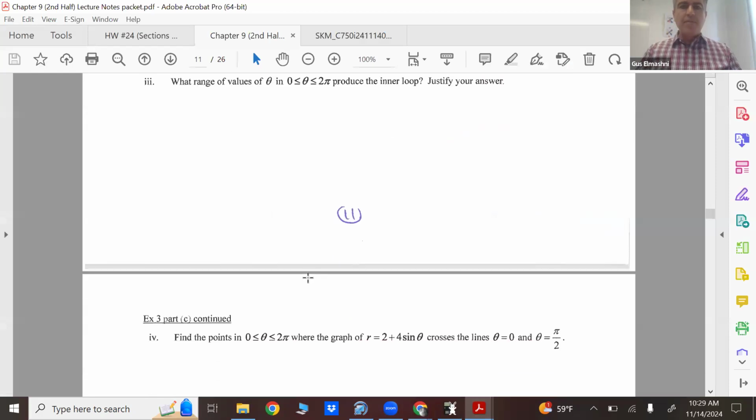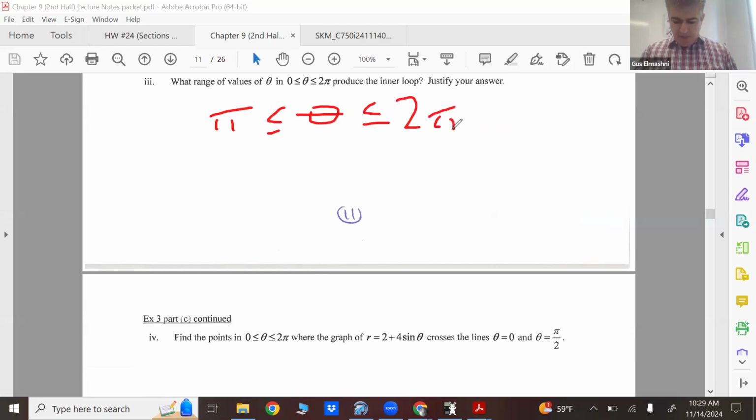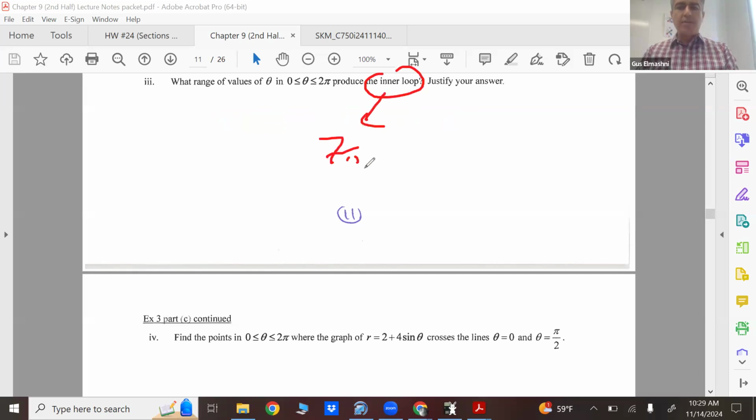Now, what range of values produces that? Well, I know now that's going to be from pi to 2 pi, right? That produces the inner loop. I know this now. But more specifically, actually, let me take it back. Truly, it's actually this. Truly, it's that. So you might want to make a correction to your notes.